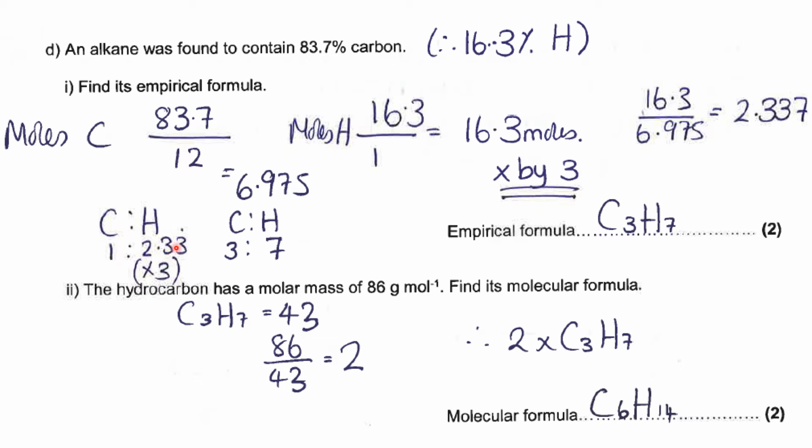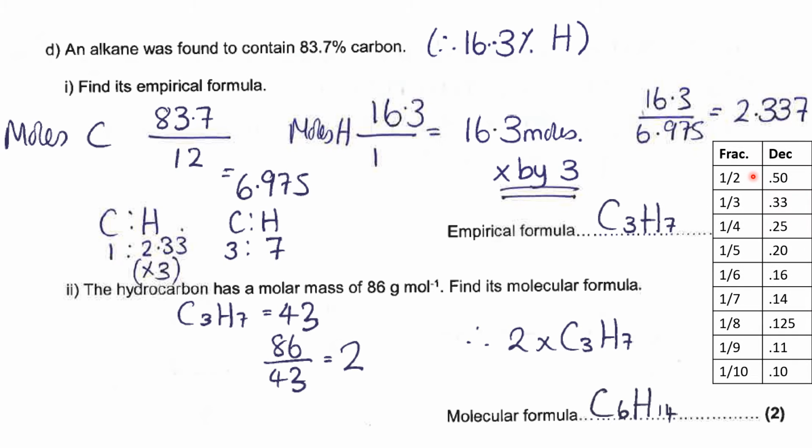Now this we can't just round up or down, which a lot of people did. We have to get rid of this fraction here by timesing both numbers. And we can times by 3 to get rid of that, and we get C3H7. Now it is worth knowing what these decimals are in fractions, so you can times it by the correct number. So if you know 0.33 is a third, you know that you've got to times this by 3.